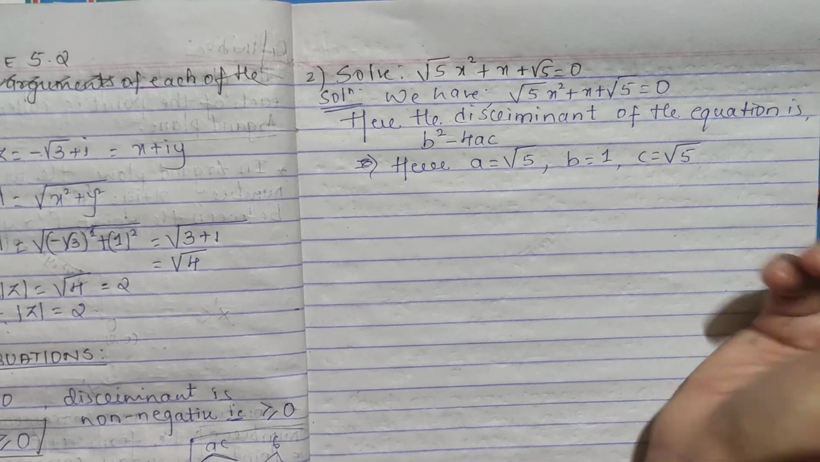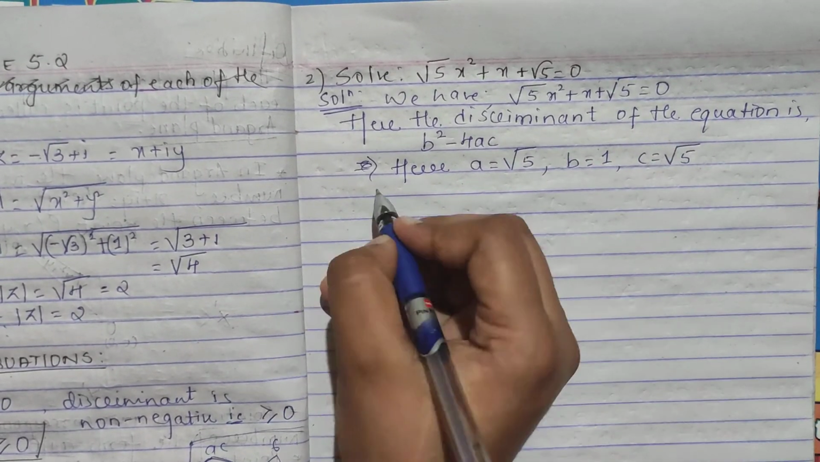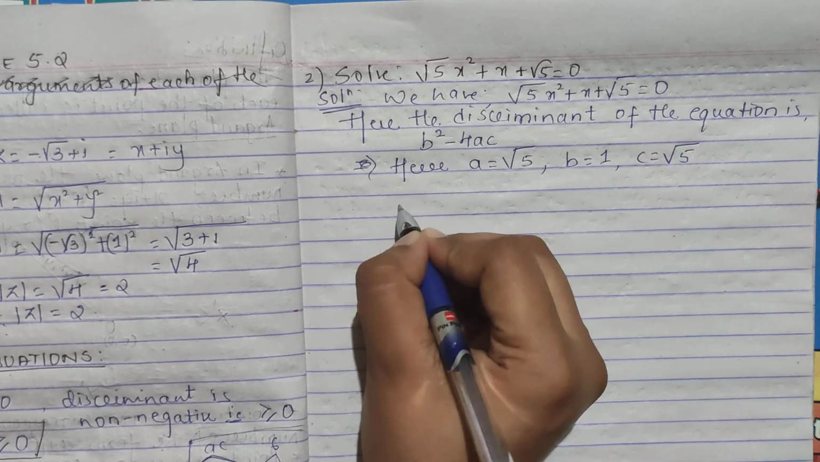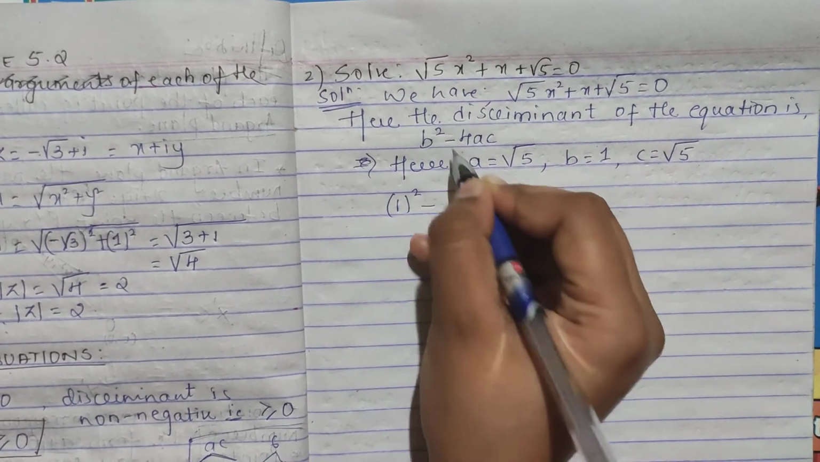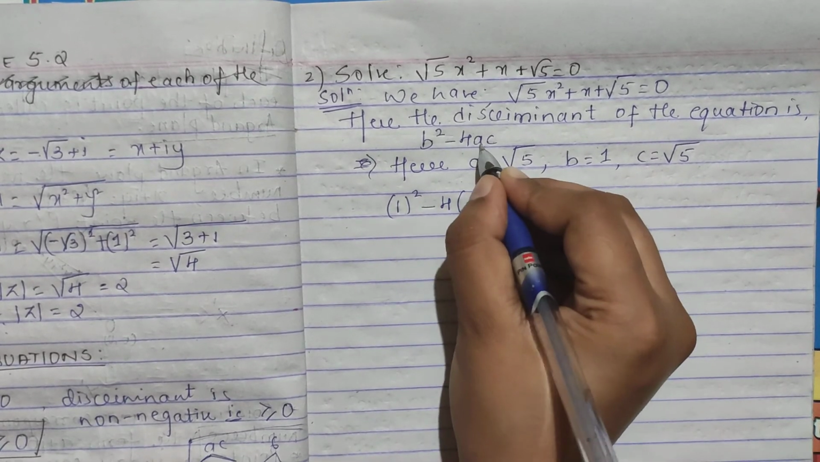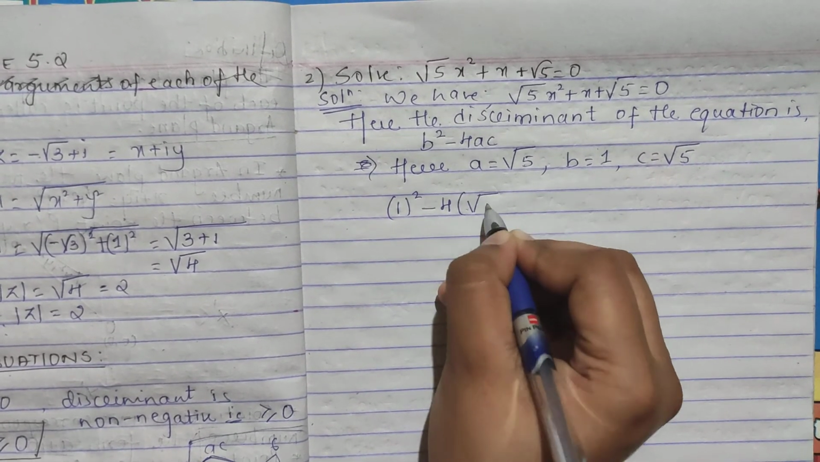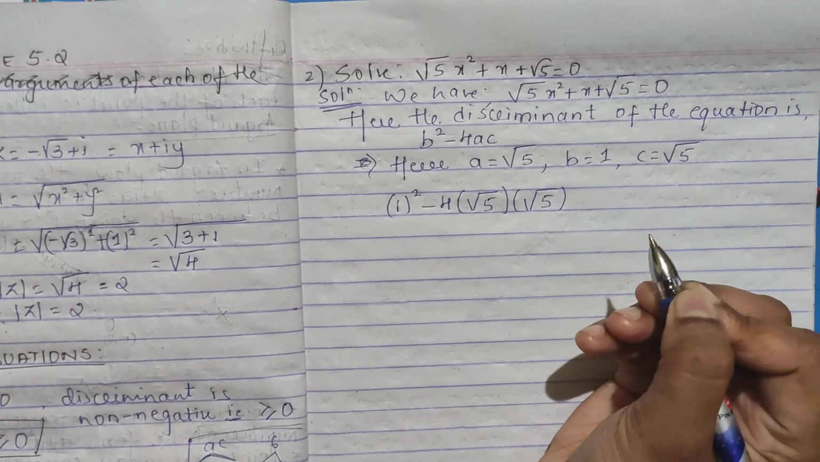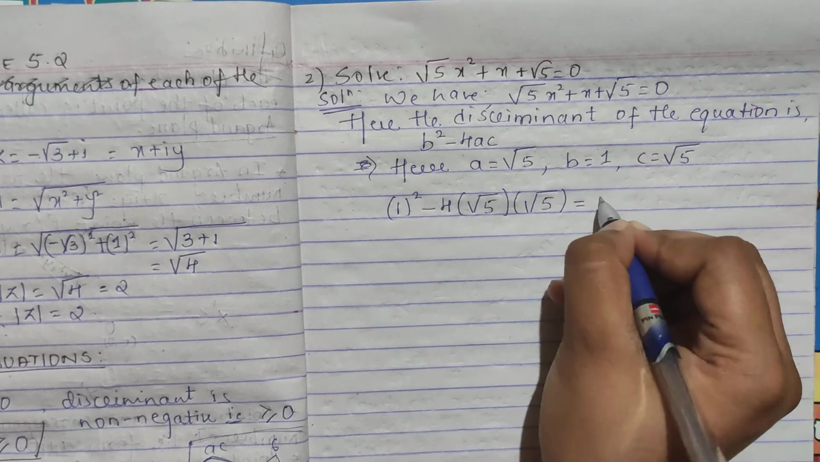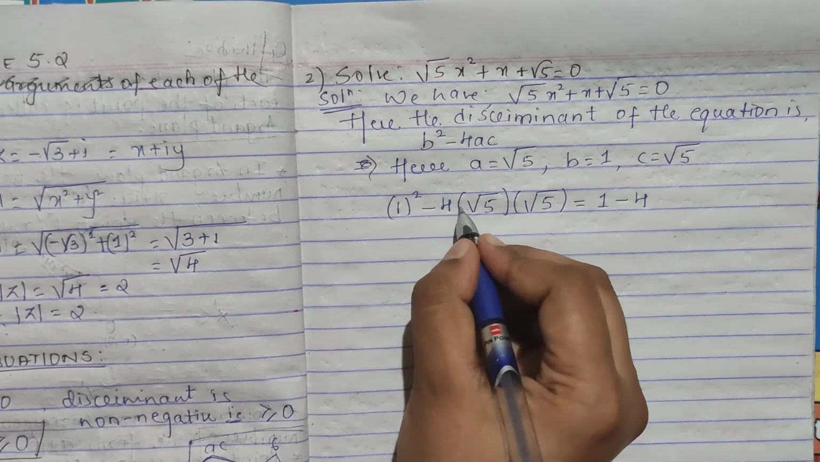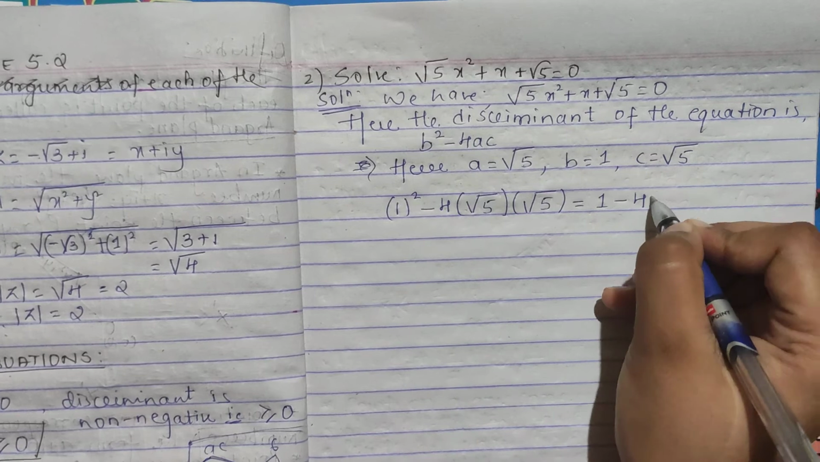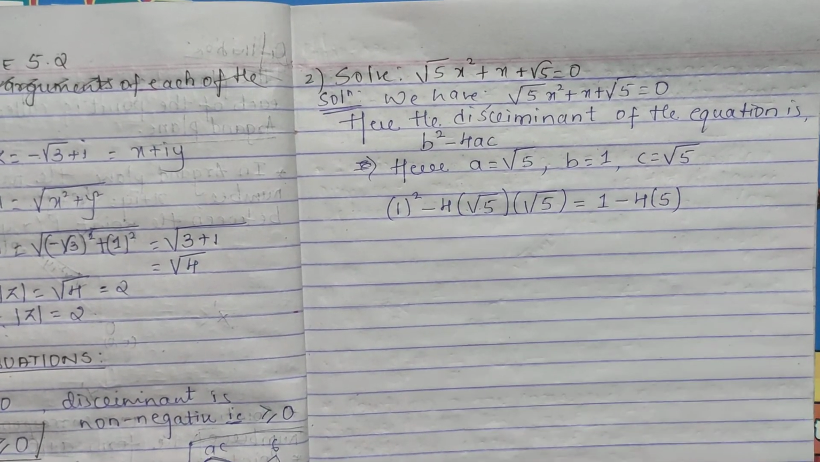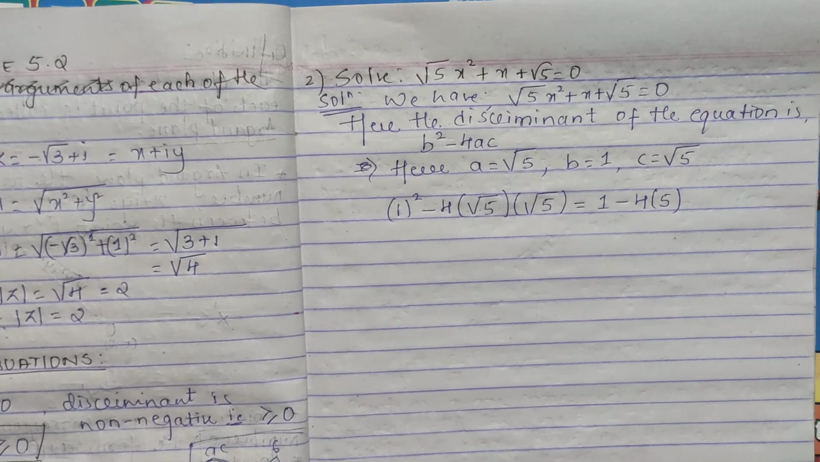Okay, a, b, c, all three you are getting. So we check the discriminant, b². Our b is 1, so this becomes 1² − 4ac. What is a? √5. What is c? Same again, √5. So 1² is 1, minus 4 times √5 into √5. √5 into √5 is √25, which is 5 only.